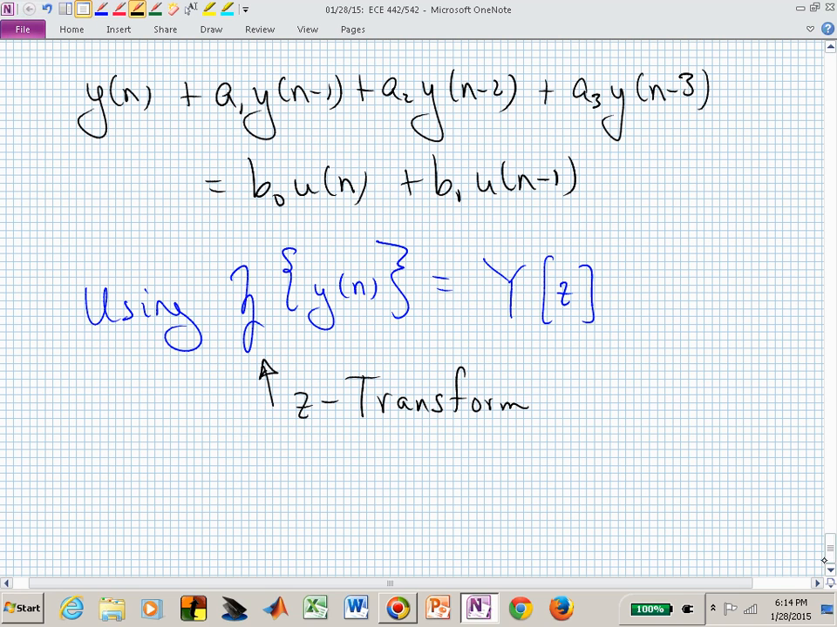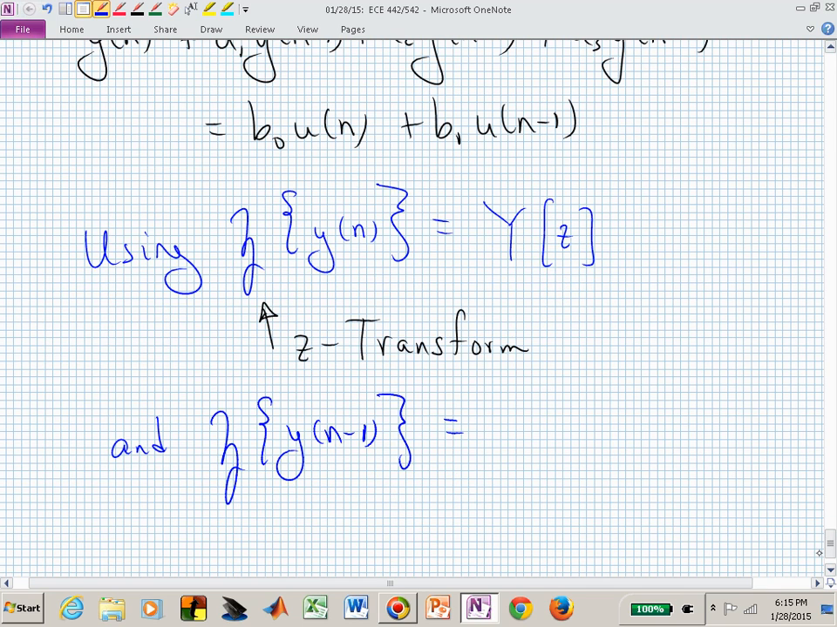If that's what capital Y of z looks like, then what happens if we take the Z transform of y of n minus 1? What's that going to look like? That's just going to be a scaled version of capital Y of z, where the scaling amount is z to the minus 1.